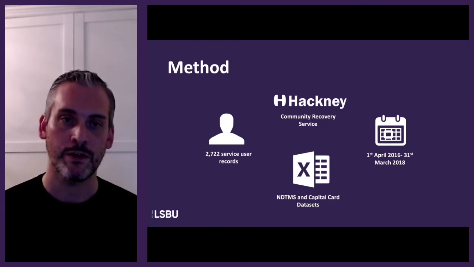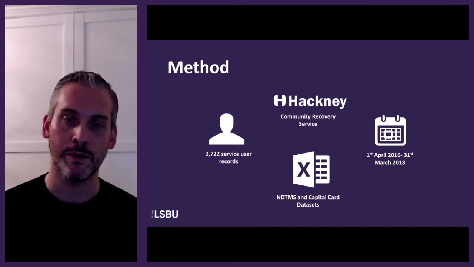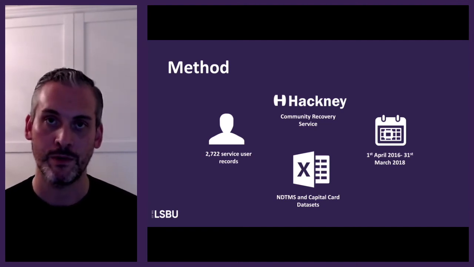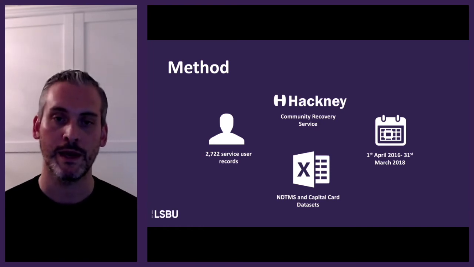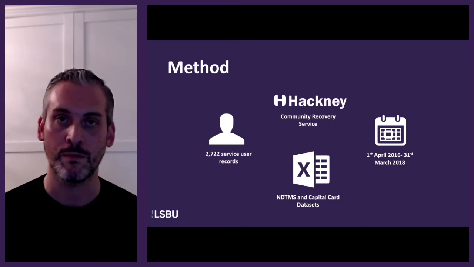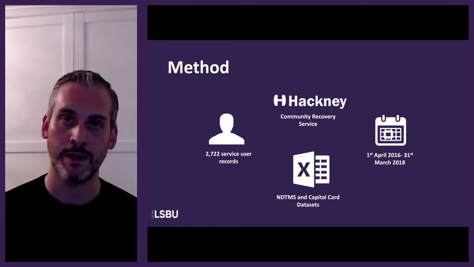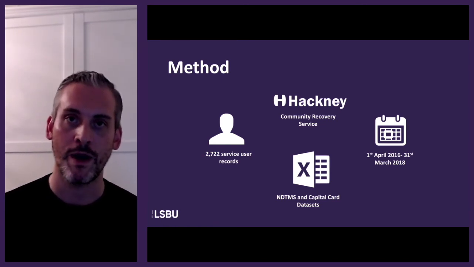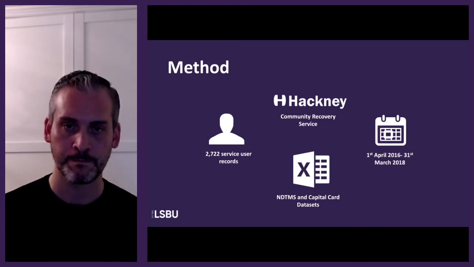This gave us access to 2,722 service user records over that period, and we were looking at data from both the Capital Card, so the points that people were accruing and the points that they were spending, and also something called the NDTMS database, which is the National Drug Treatment Monitoring Service, a database to which all drug and alcohol treatment services have to submit data, so that there is a central record looking at treatment outcomes nationally.